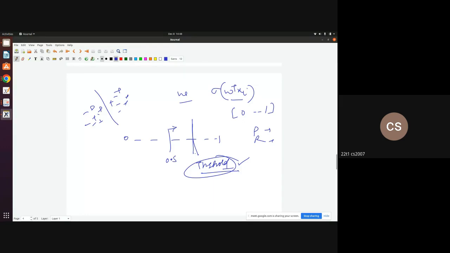The moment you shift the threshold to the right-hand side, something that was earlier being predicted as positive will now be predicted as negative, isn't it? Similarly, when you shift it, precision and recall will change accordingly. We should not discuss this exactly now because you will do it later on.